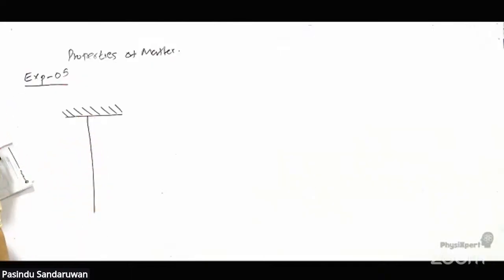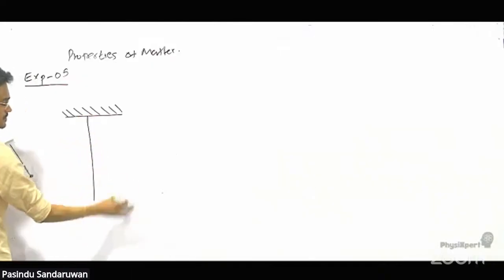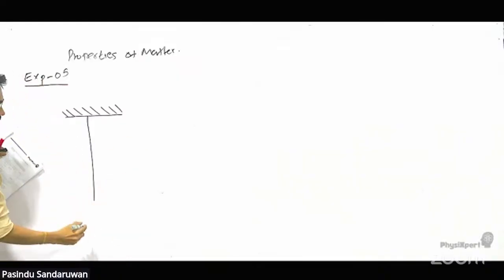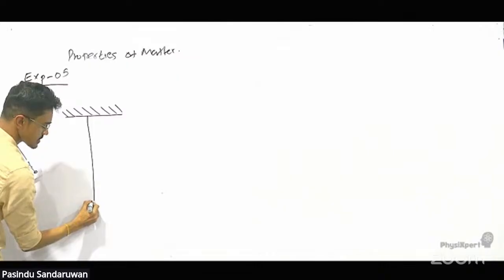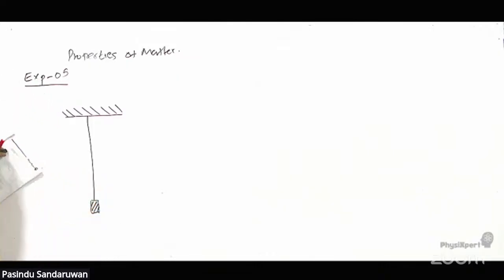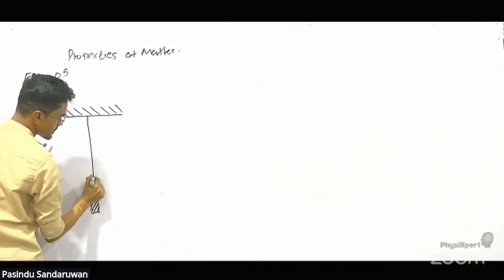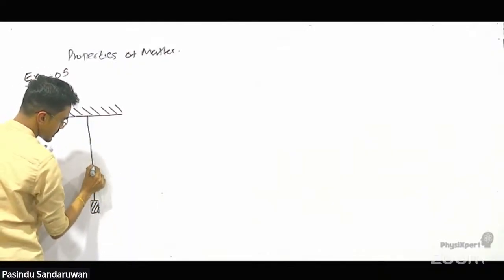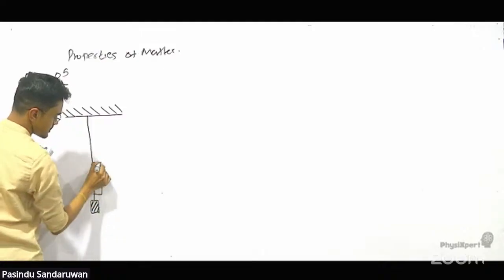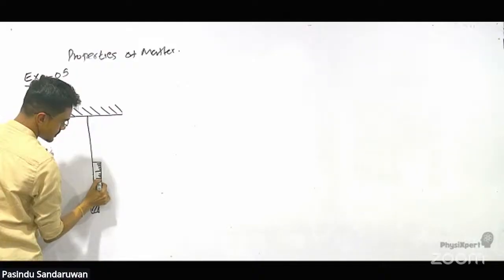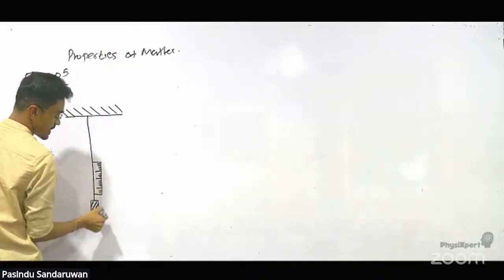Here we have suspended. For this wire, a fixed mass is attached. A fixed weight or fixed load is attached. And for this wire, we connect the main scale, the main scale for this wire with the fixed mass.